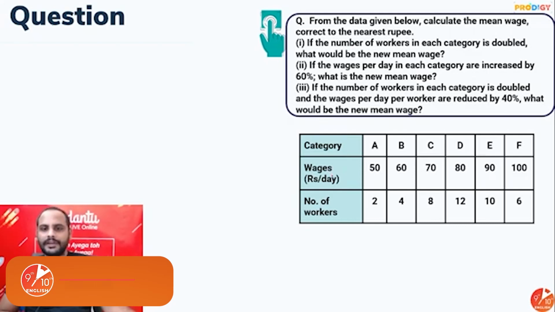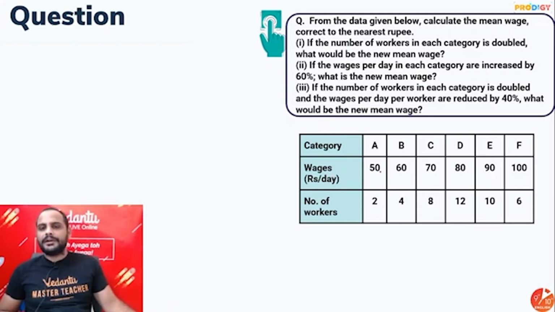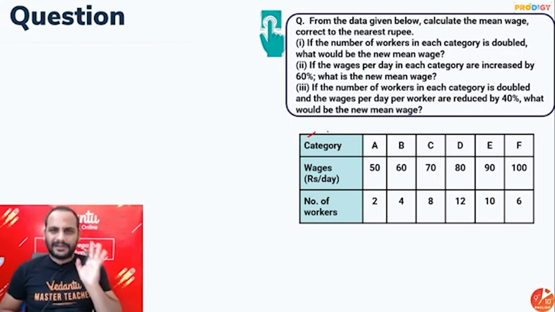So look, we have wages in rupees per day, 50. There were different categories of workers, and those categories do not matter. What matters is the number of workers. In category A there are 2 workers, their wages 50 rupees per day. 4 workers, wages 60 rupees per day. So this is not relevant for us.